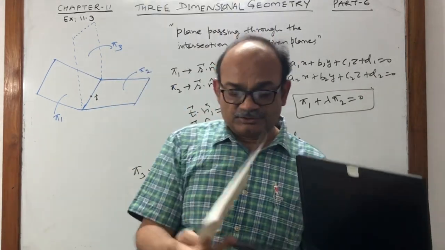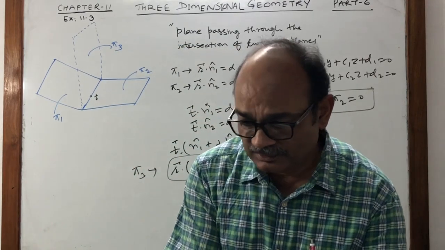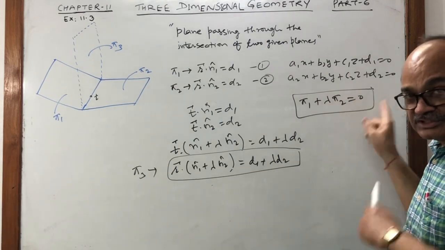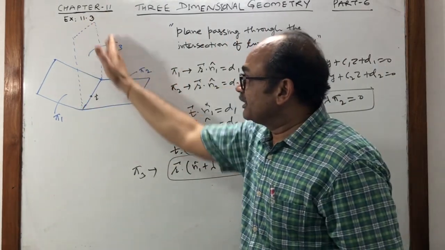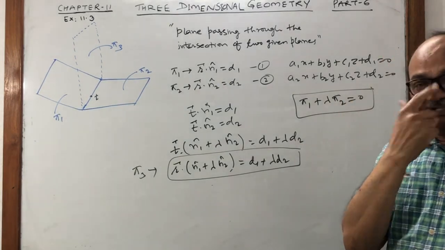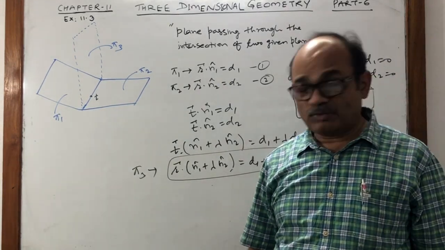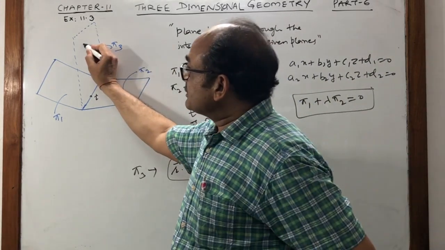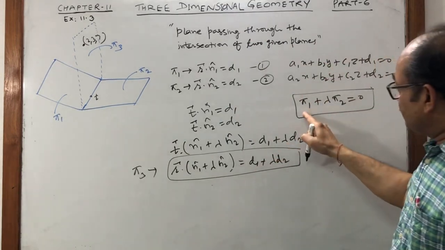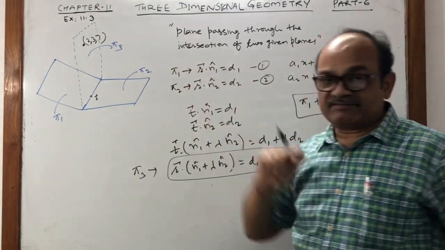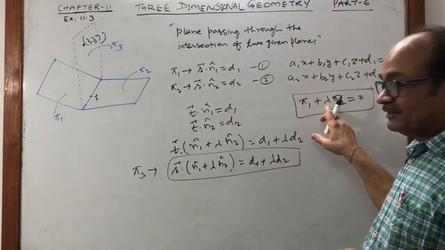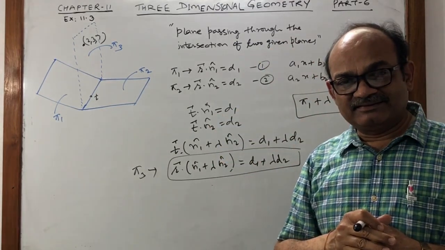Correct? So the equation pi 1 plus lambda times pi 2 equal to 0 is the equation of this dotted plane pi 3. Now, how to calculate lambda? They will give you a particular condition. Suppose this plane is passing through 2, 3, 7. It means for x, y, z you have to put 2, 3, 7 and get the value of lambda. Again substitute the value of lambda here, and you will get the answer for the third plane.